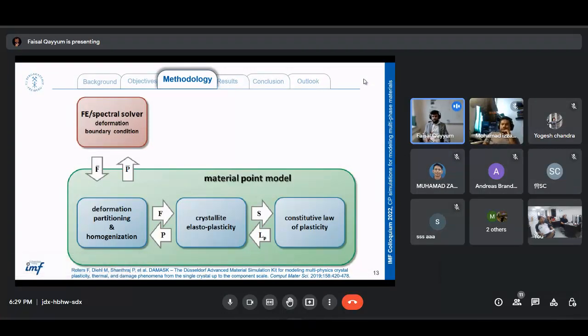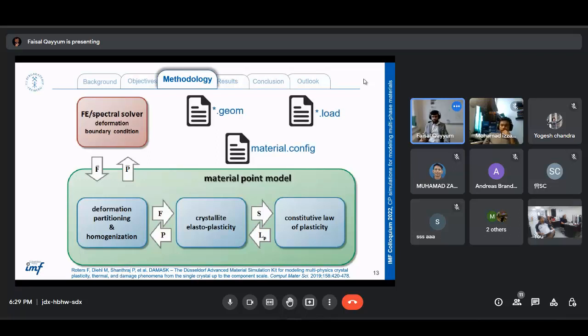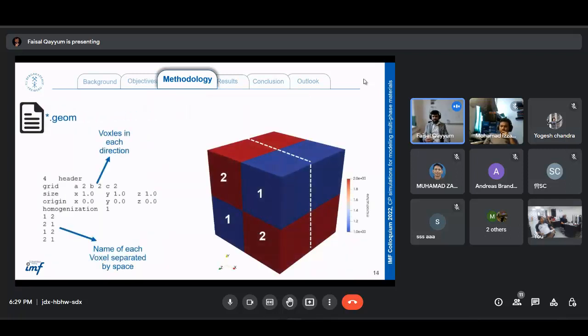Now, all these are basically the overall algorithmic scales which the simulation works with, but generally we deal with only three files: the geometry file, load file, and material configuration file, and I will quickly talk about them one by one. In the geometry file, we define a geometry with a grid and a homogenization scheme, and then the size of it. The size does not really matter, it only affects the overall outlook of how the geometry will look, but the grid and the corresponding elements do.